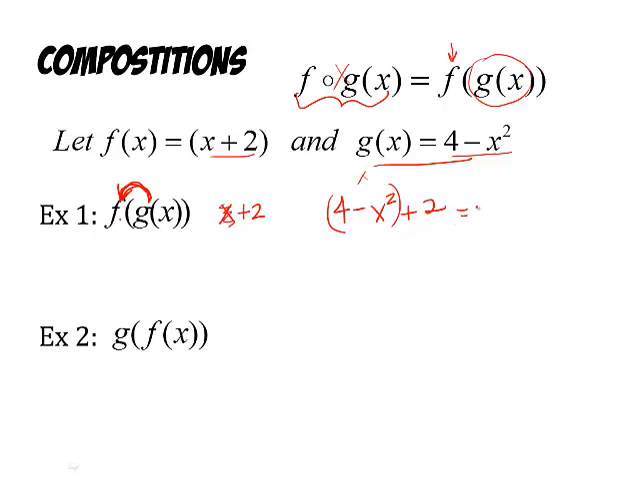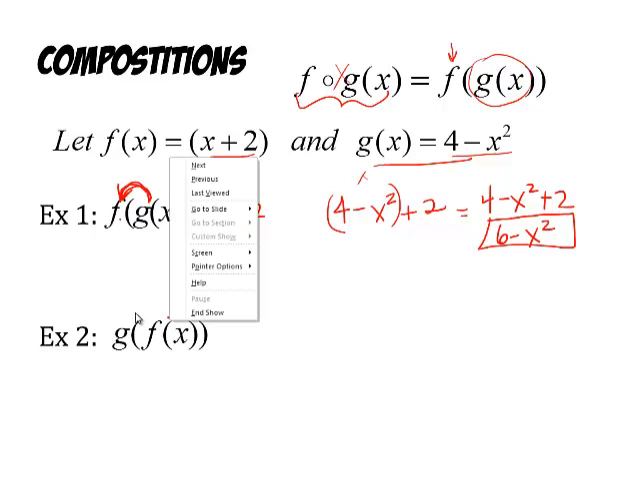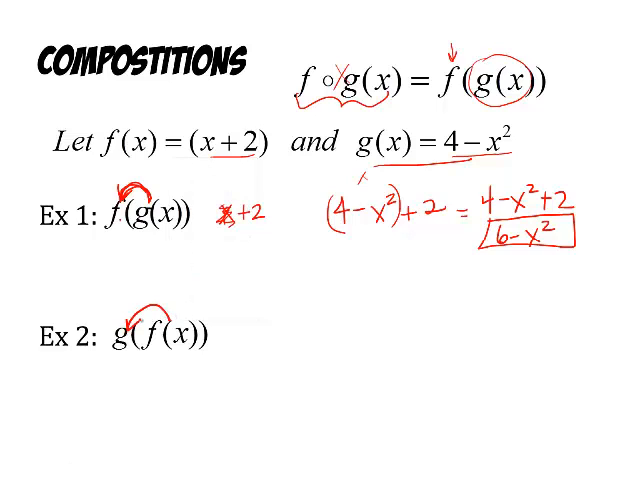And then I simplify it, guys. 4 minus x squared plus 2. Combine like terms. 4 plus 2 is 6 minus x squared. I can't do anything else. So that's the end of the story. But what I want you to get is I replaced x with a function. Now on number 2, this time I'm taking the f of x function and putting it into the g of x. So I'm still replacing x, but this time I'm replacing it with f of x.